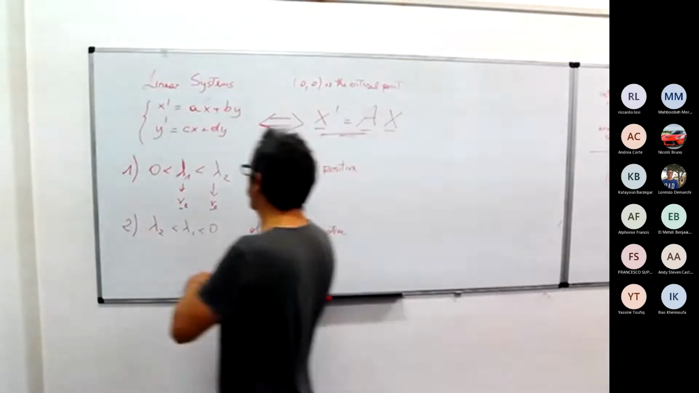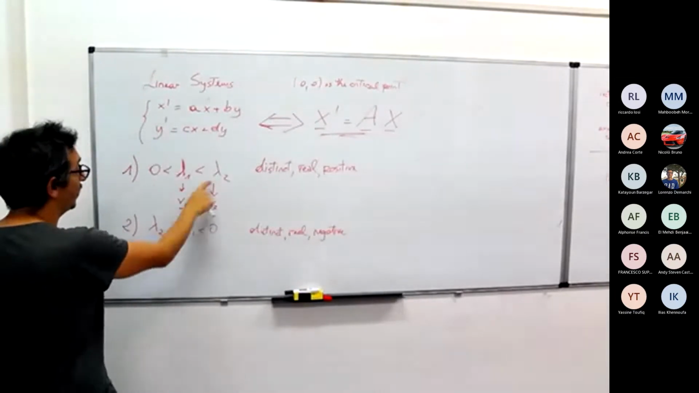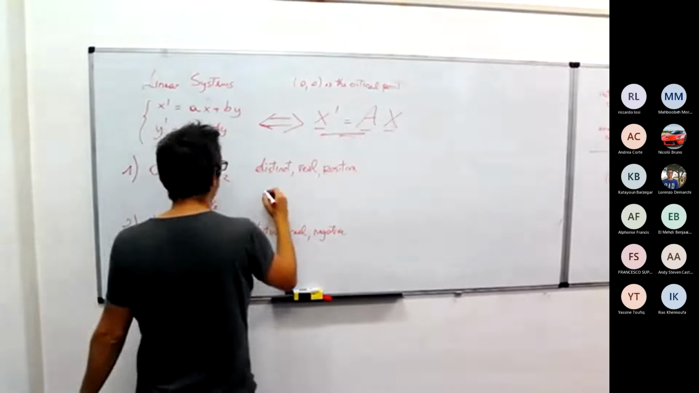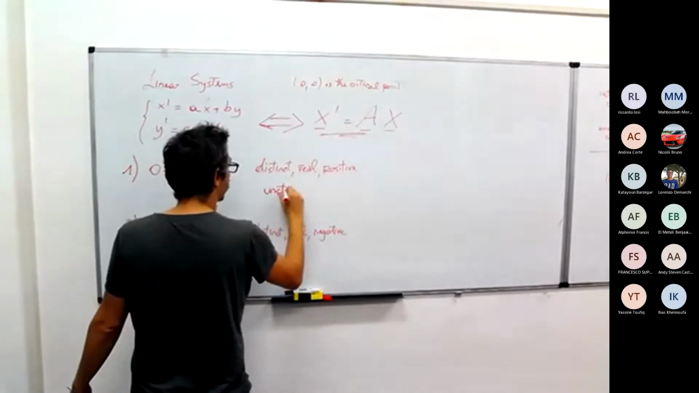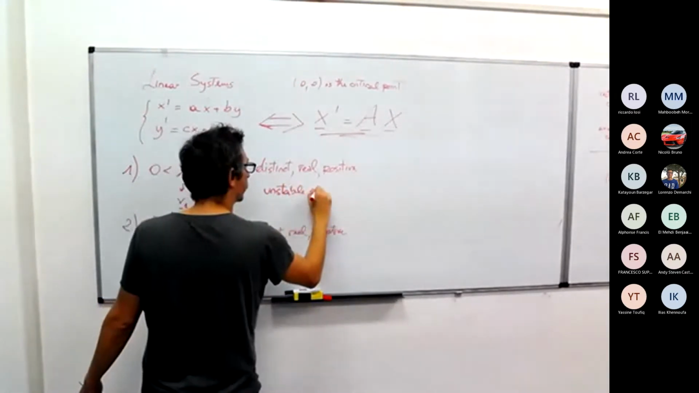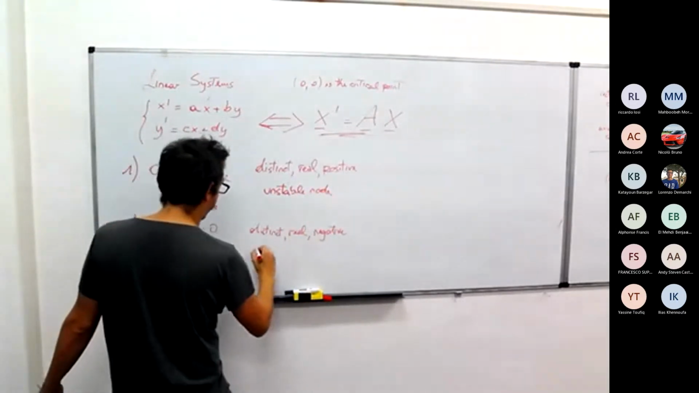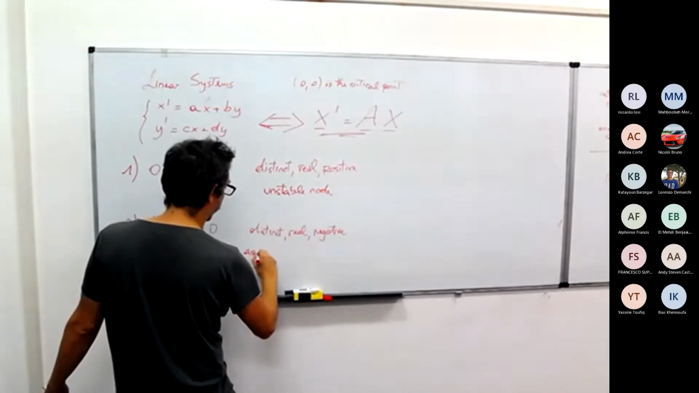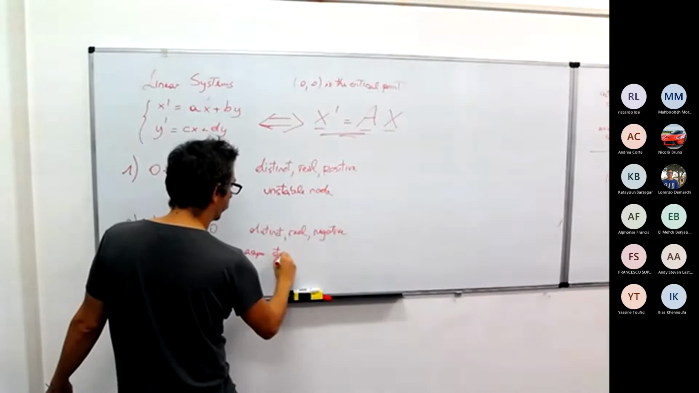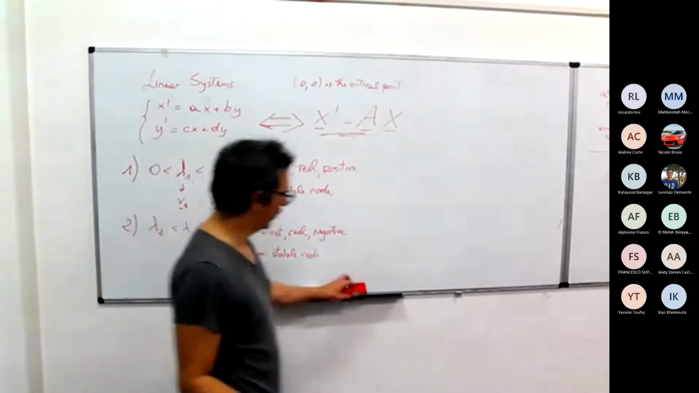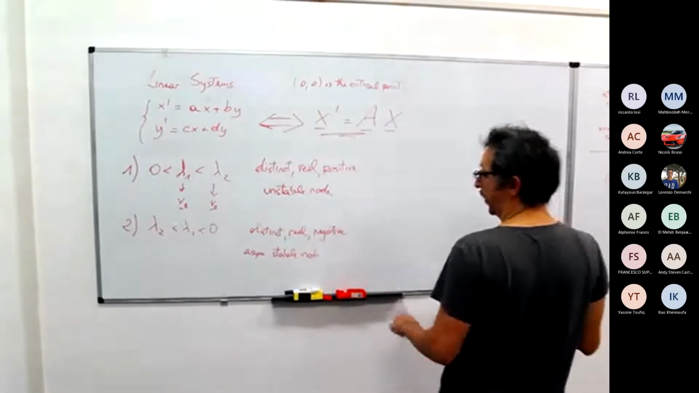So far, what we found is that in this case it corresponds to an unstable node. This other case corresponds to an asymptotically stable node. Now let's see the other cases.